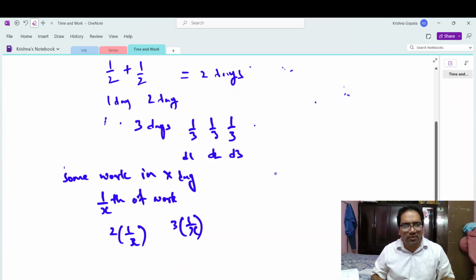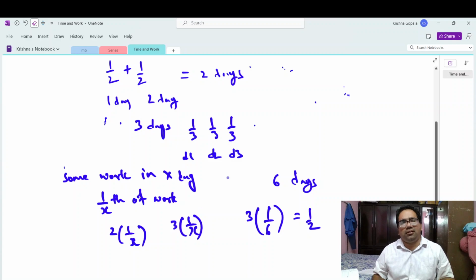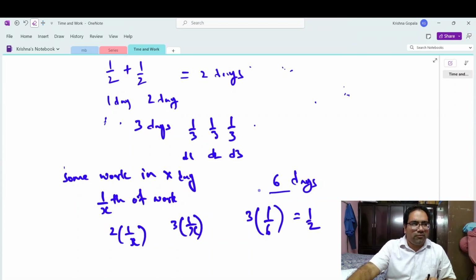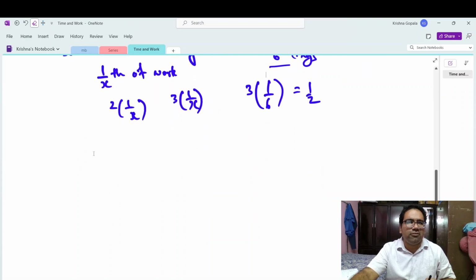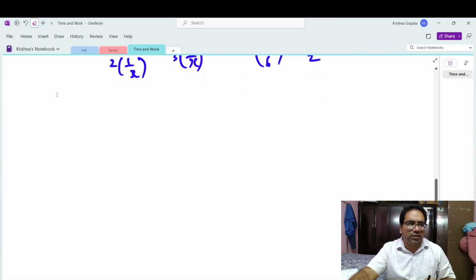If someone is able to complete in 6 days, then daily they will complete 1 by 6. That means in 3 days, 3 into 1 by 6 is half of the work. 6 days they take to complete the full work, so in 3 days they will complete half of the work. Simple, right? This is a very simple concept. When someone is able to do some work in X days, that means daily they will be able to do 1 by X of the work. It is as simple as this.